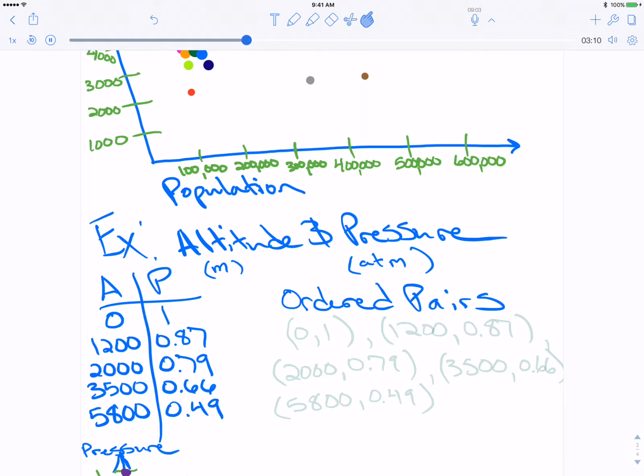So when we do the scatter plot for this data, we will see a trend of it decreasing because, as you can see in the data, P decreases as A increases, right?